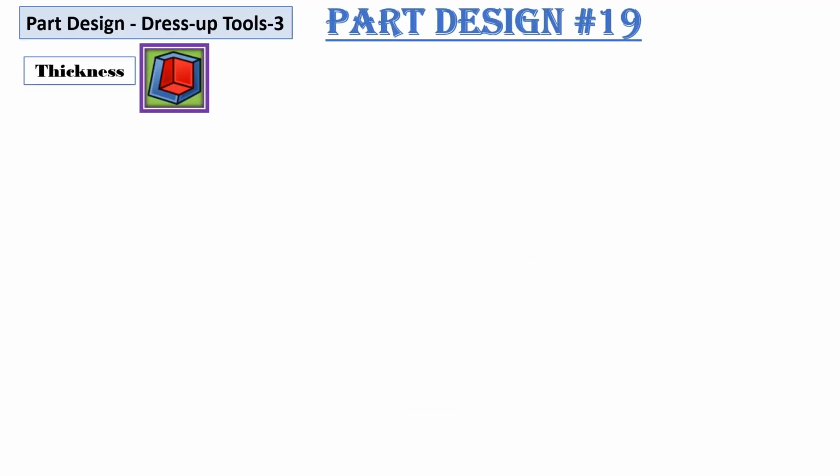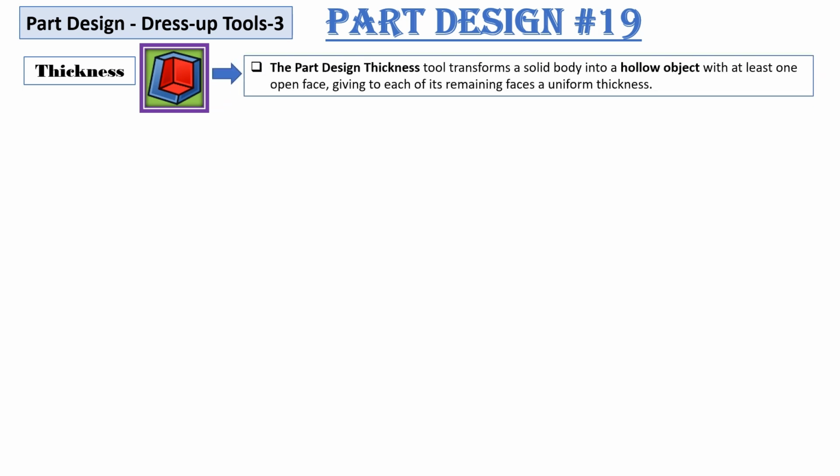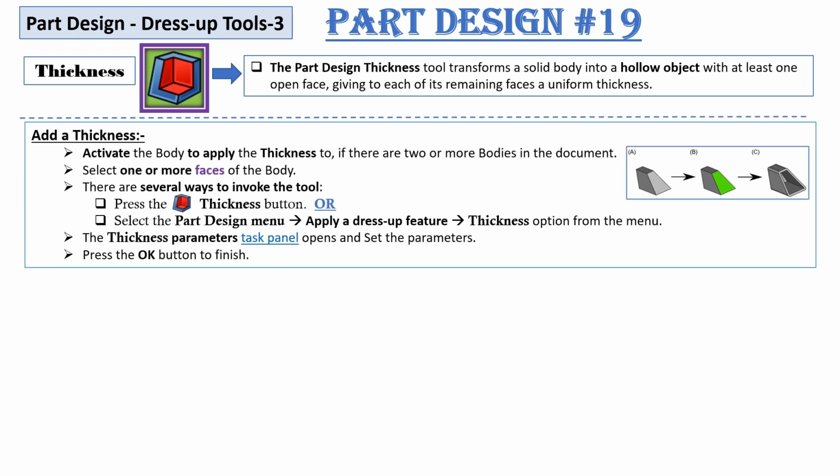This Part Design tool is called Thickness. The Part Design Thickness tool transforms a solid body into a hollow object. This tool creates a thick shell from the active body and opens selected face.